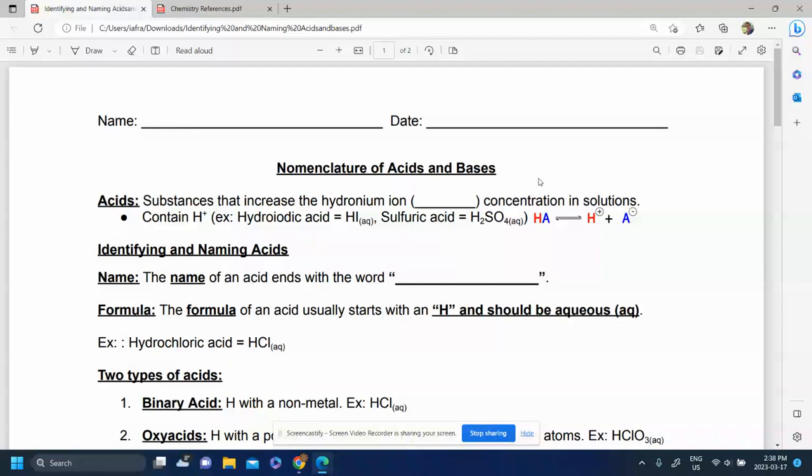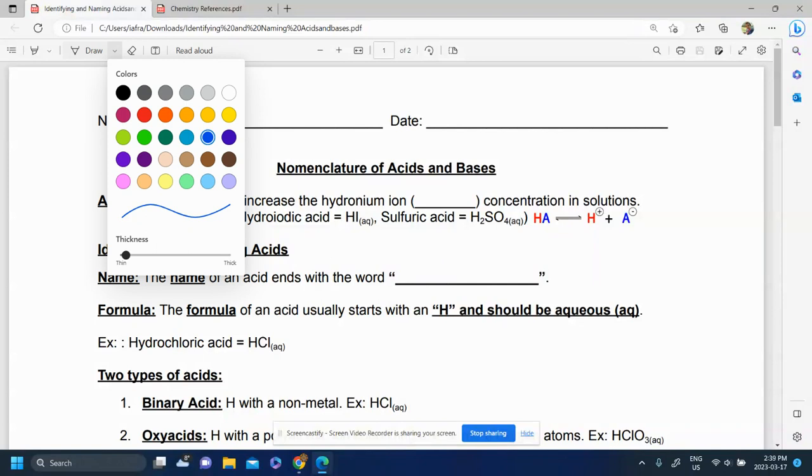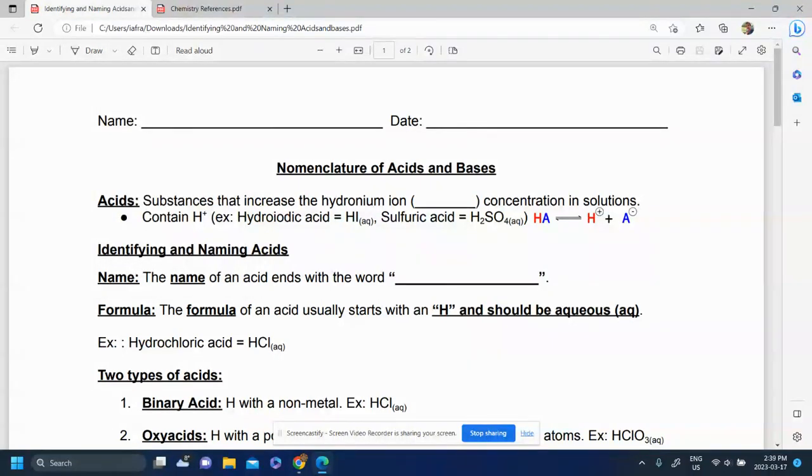In this video, we're going to learn how to identify and name acids. Acids, we'll see them in more detail later on, but they are substances that when you put them in water, increase the amount of hydronium ion that's there. Hydronium ion, we sometimes just call it hydrogen ion, but hydronium is actually H3O+, or you could just abbreviate it as H+. That should work just fine.